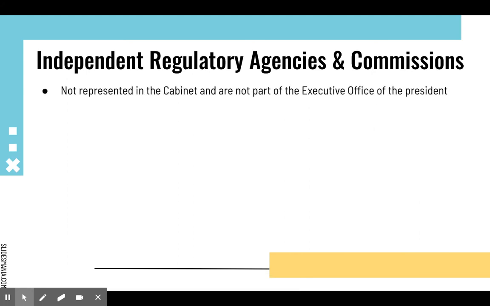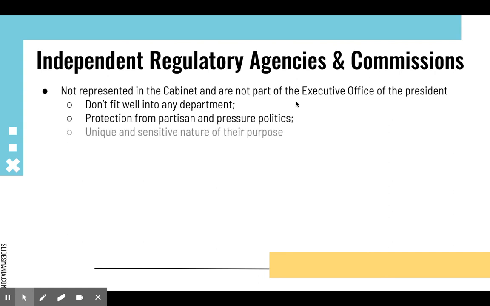Now, we have talked about independent agencies and commissions a little bit. They have a role in this as well, a pretty big role. So remember that these independent regulatory agencies and commissions are not represented in the cabinet. They don't fit into a cabinet department, and they are not part of the executive office of the president. Remember, this is because they either don't fit well into a department, they require protection from partisan politics, or might be unique and sensitive in nature, like the CIA.